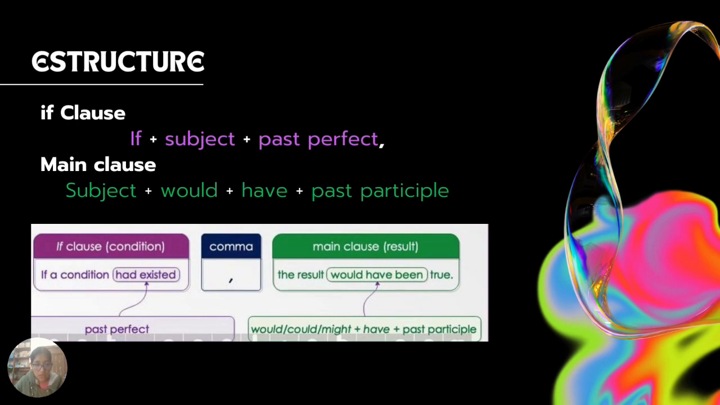If clause, this is the condition: if a condition had existed, this is the past perfect, and comma. This is the main clause, this is the result: the result would have been true. This is the structure of the main clause. Okay.